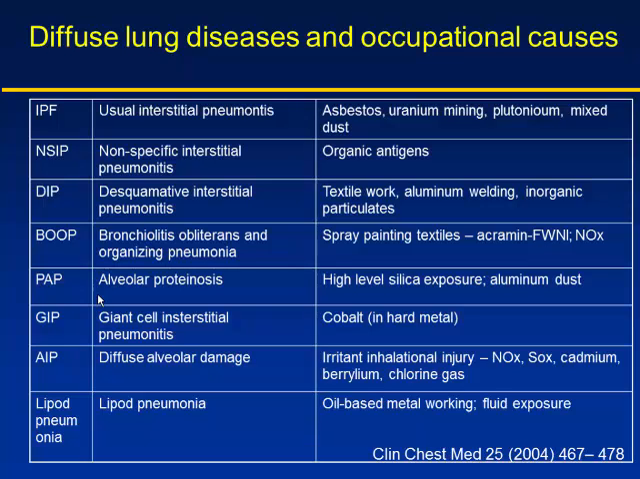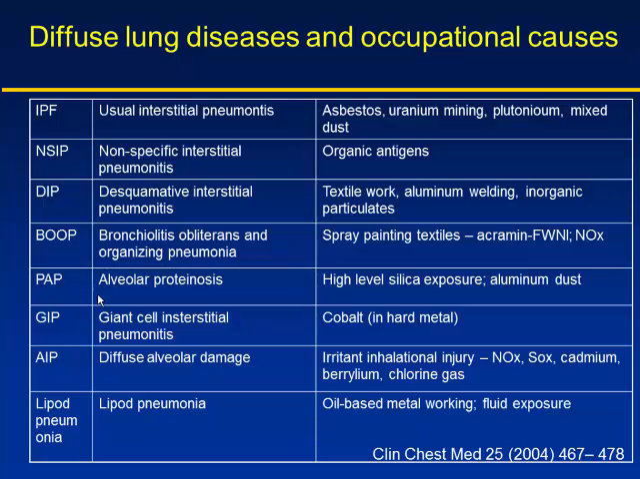Now, you can see the histology on the left. It's really limited what the histology is that you see, so again the clinical context is important. IPF, which is UIP, you can get that histology on a biopsy. In patients that have asbestosis or uranium mining, plutonium, mixed dust, that can cause IPF.